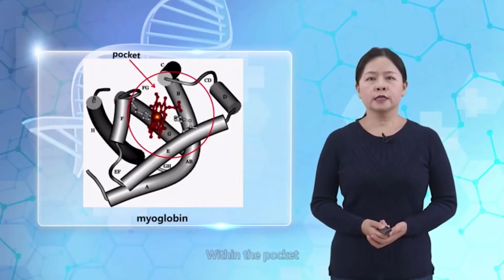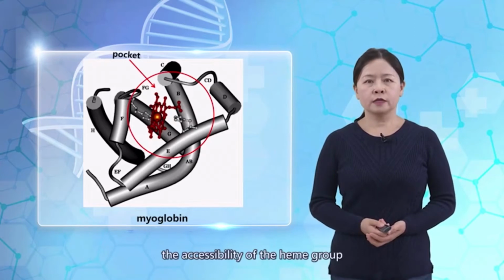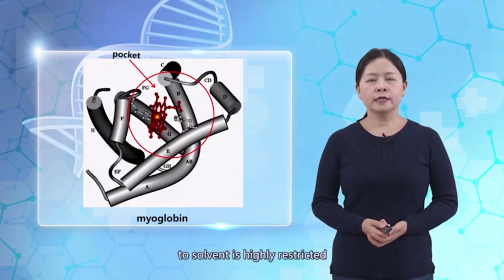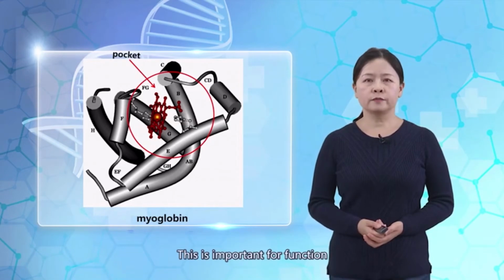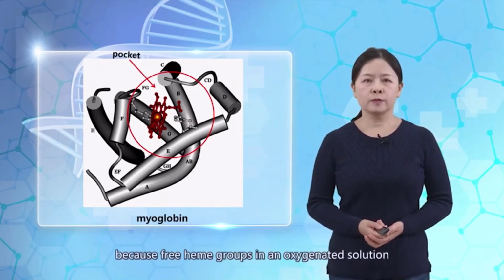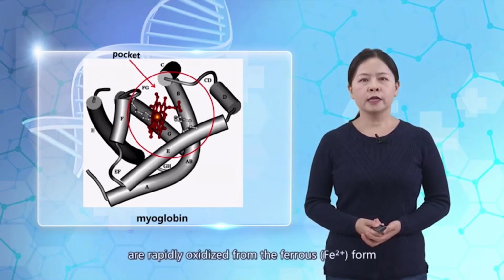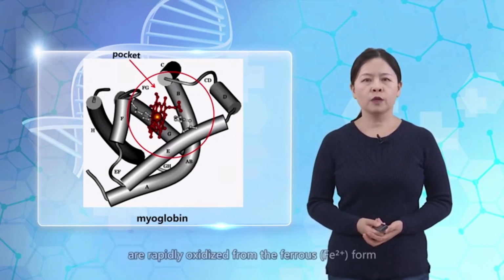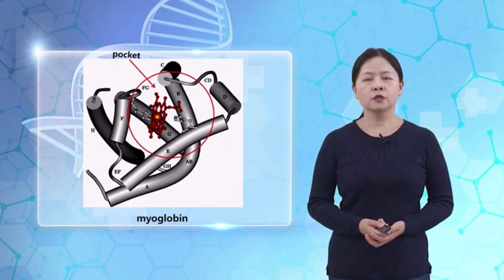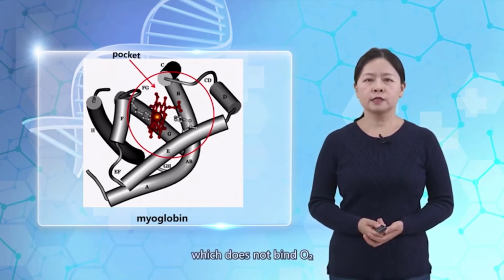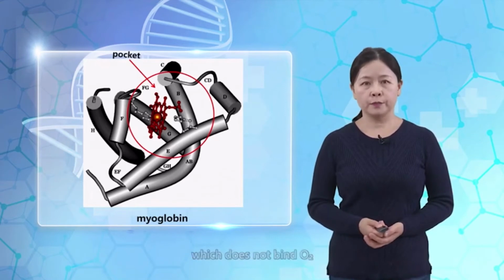Within the pocket, the accessibility of the heme group to solvent is highly restricted. This is important for function because free heme groups in an oxygenated solution are rapidly oxidized from the ferrous form, which is active in the reversible binding of oxygen, to the ferric form, which does not bind oxygen.